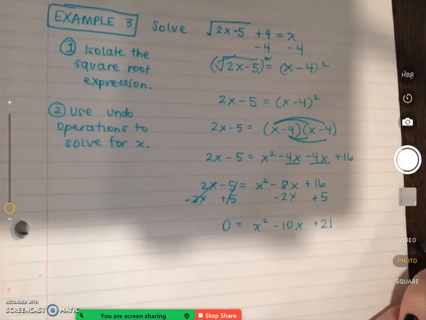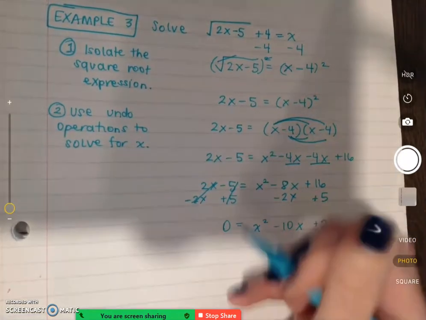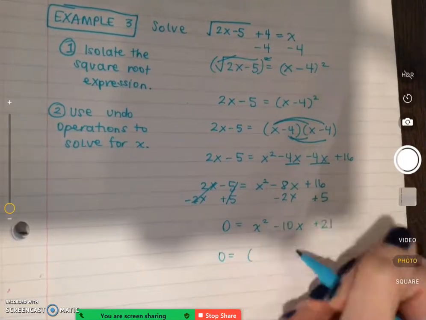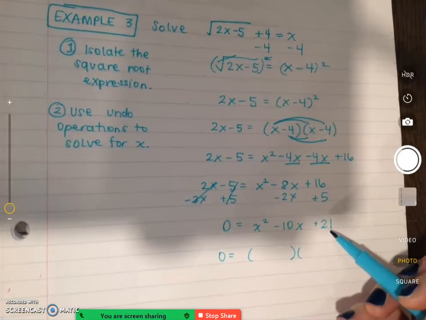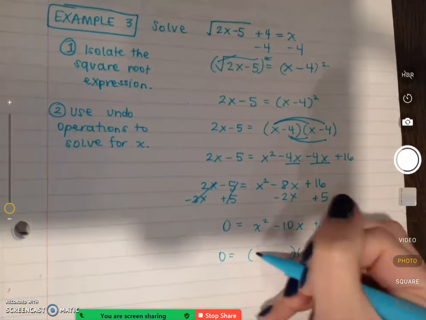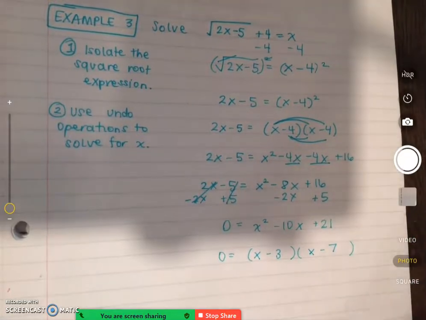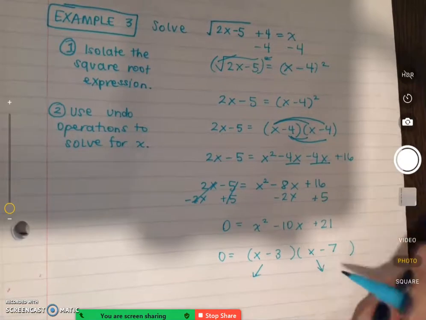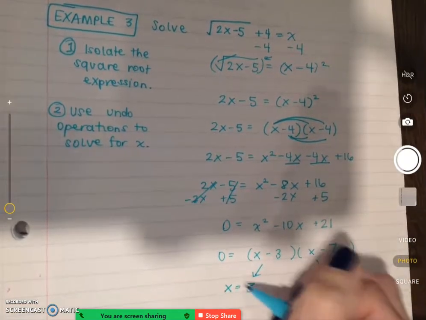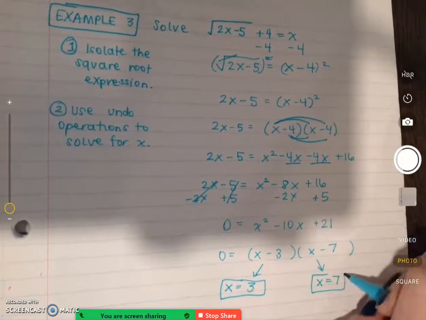So now that I'm in standard form with this quadratic, I'm thinking, can I factor this, or will I have to use the quadratic formula? And for this quadratic equation, I can think of two numbers that multiply to 21 and add up to negative 10. That would be negative 3 and negative 7. So x minus 3 times x minus 7 is factored. I'll use the zero product property to solve. x equals 3 is the first solution, and x equals 7 is the second solution.